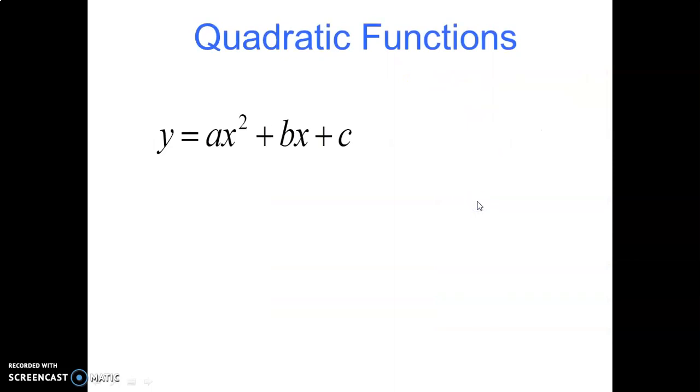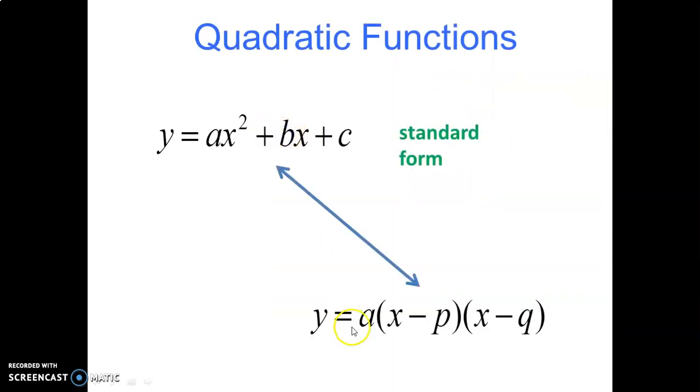So let's summarize a couple things. First of all, this is called standard form. This is called intercept form. And these are the 2 forms we've been looking at. To get from standard to intercept, we just factor this and we get this. It's called intercept form because these will tell us what the x-intercepts are. But they're always the opposite sign of what we see here.